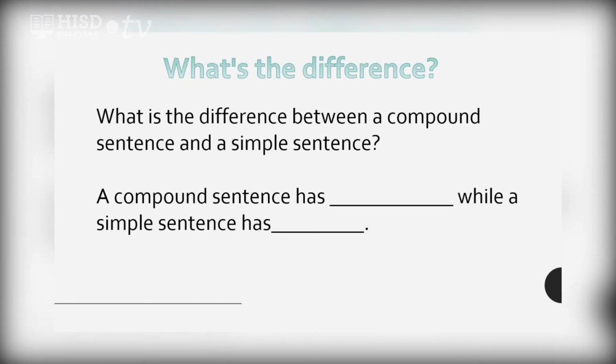So we just discussed the difference between a compound sentence and a simple sentence. So I want you to explain what the difference is between a compound sentence and a simple sentence. I want you to use the following sentence stem to help structure your thinking. A compound sentence has blank, while a simple sentence has blank. What is the difference between a compound sentence and a simple sentence?